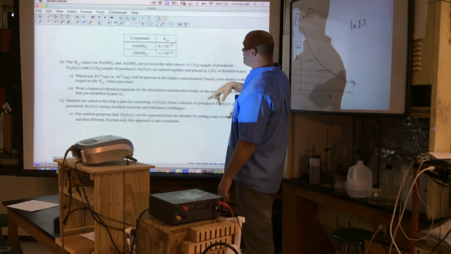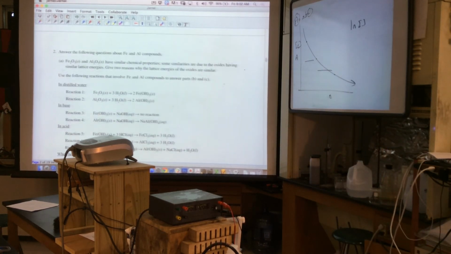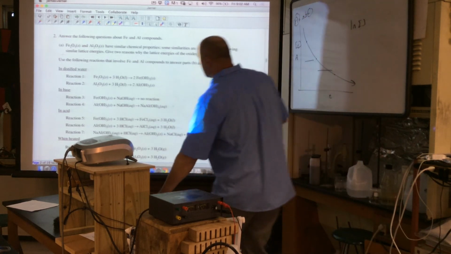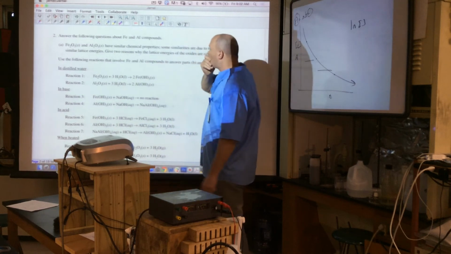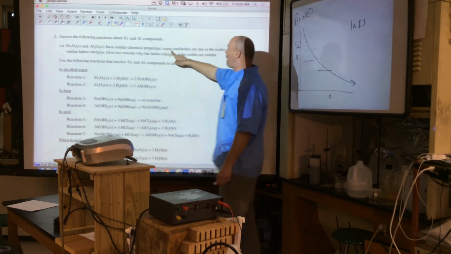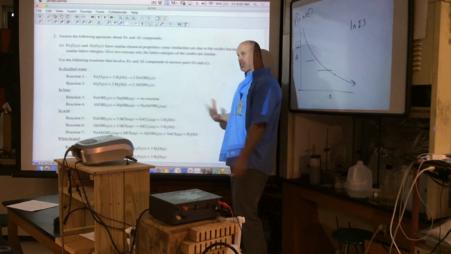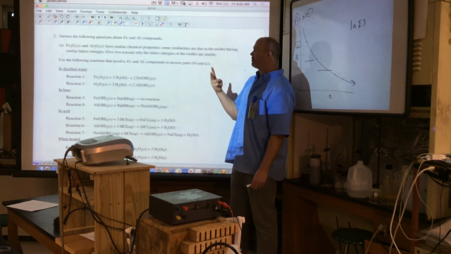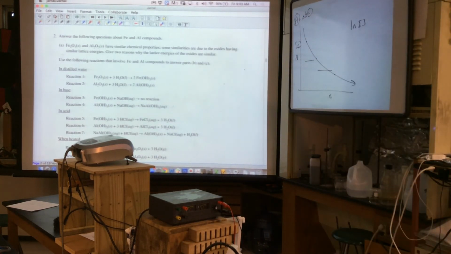Okay, Ksp values for, oh, there's a question above. It's A. Let's be crazy and go in order. Now, this got me nuts. Listen, answer the following question about iron and aluminum compounds. Iron oxide and aluminum oxide have similar chemical properties, some similarities due to the oxides having similar lattice energies. They want two reasons why the lattice energies of the oxides are similar. For the millionth and one time, they seem to love to ask this question.